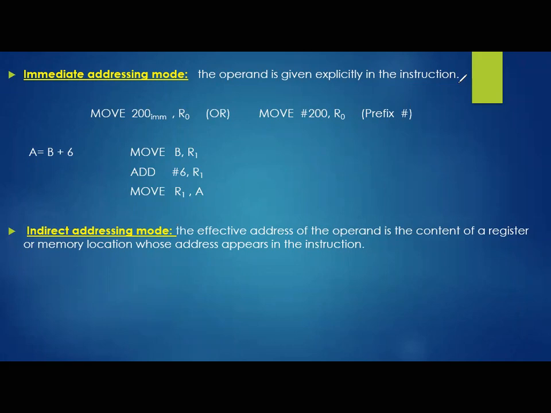The name itself indicates it. See here, immediate means no need to refer to any memory location. Whatever operand we are expecting is directly specified in our instruction. That's it. We have the direct value available.